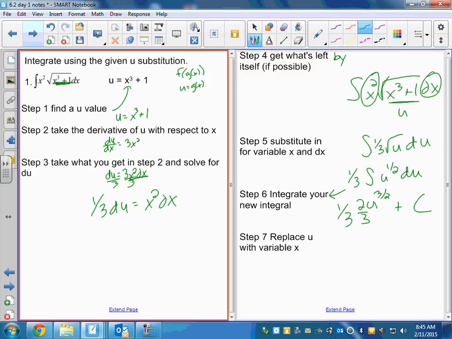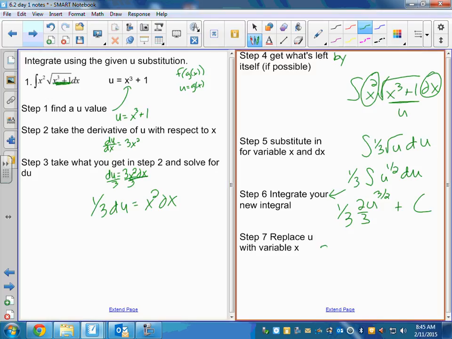Last step, I don't care what u is, I care what x is, so you have to sub back in, right? So step 7, this is not your answer, this gets you no credit. Okay, maybe some credit. But your answer should be 2/9, because 1/3 times 2/3, and then u, what was u? u was x cubed plus 1, now to the 3/2 power, plus C.